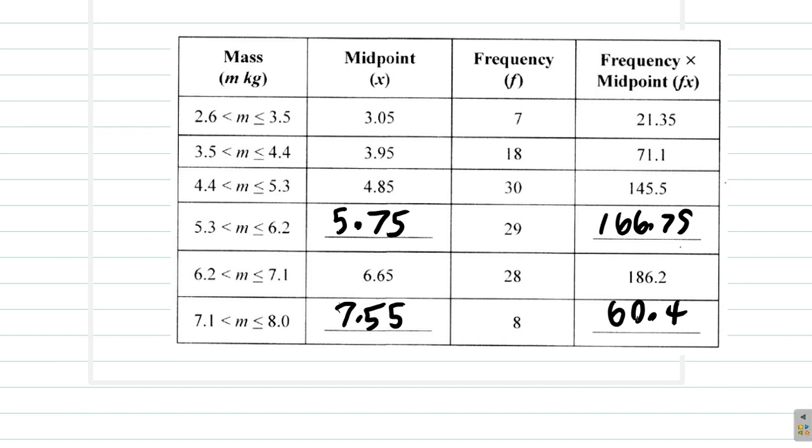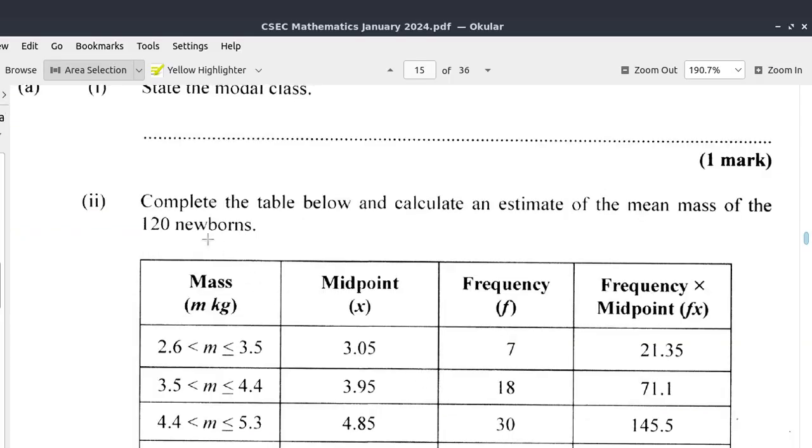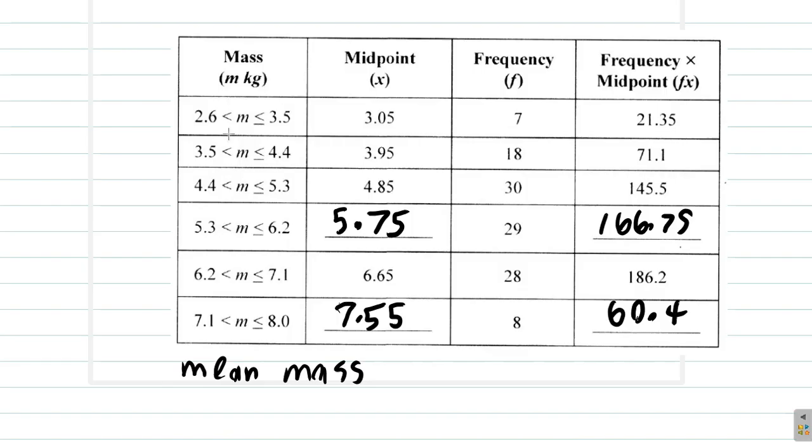Let me just make a note of what they want. They want the mean mass. Now remember, the mean, as you know, you add up all the values and divide by the number of values. But how many values do you have to add up? 120.